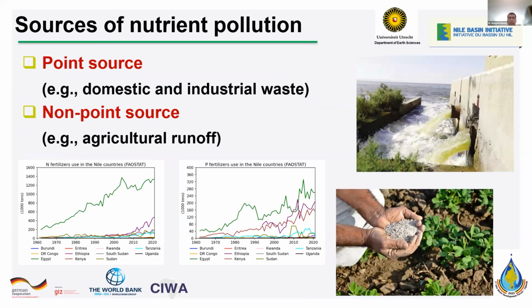the sources of pollution can be classified into two main items: point sources, like domestic and industrial waste, and non-point sources from agricultural runoff. As we can see, there is a continued and high increase in fertilizer use in the Nile countries, and also there's a difference in the use across the countries, and this situation will continue in the future, either for nitrogen fertilizers, and also for pesticides as well.